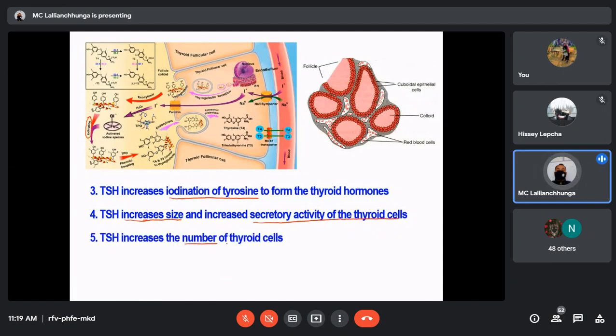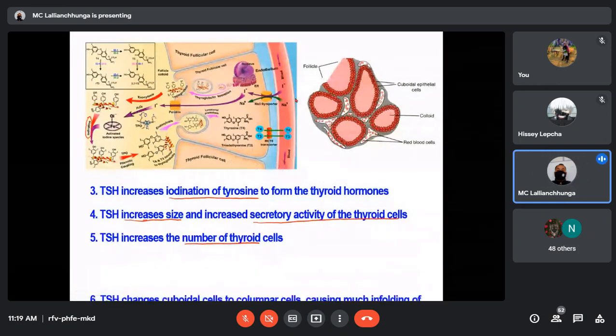So it will increase the number of thyroid cells also. Here you can see the follicular cell. There will be an increase in the number, that is hyperplasia. Increase in the number means more synthesis of thyroid hormones can take place.